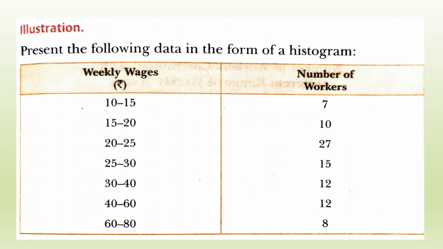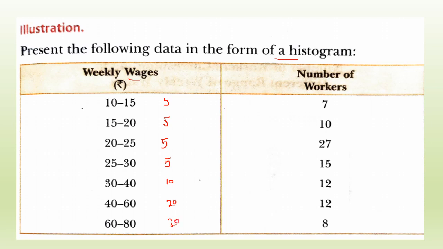See this illustration: present the following data in the form of a histogram. Weekly wages, that is the class intervals, are like this. 10 to 15, that means the class size is 5. 15 to 20, again the class size is 5. 20 to 25, class size is 5. 25 to 30, again the class size is 5. 30 to 40, now the class size is 10. 40 to 60, class size is 20. 60 to 80, again the class size is 20.